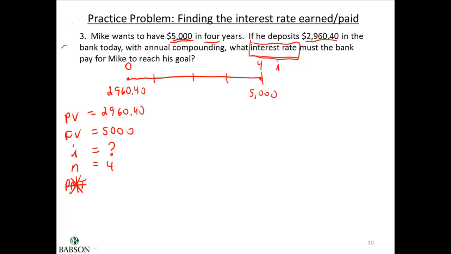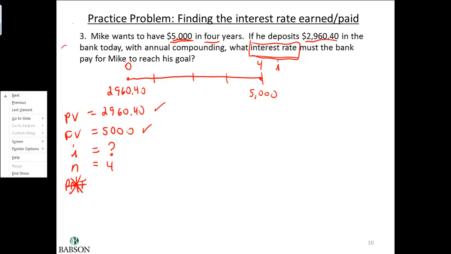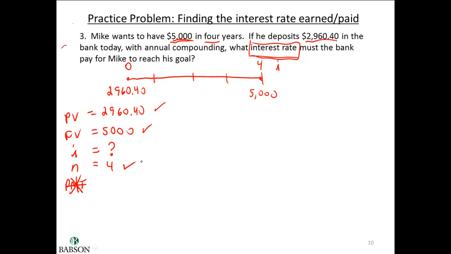So now we have what to plug in. So I'm going to plug in 2960.4 and hit PV, 5,000 and hit FV, 4 and hit N, and then I'm going to push compute I. Now, if you did what I just suggested, your calculator is going to give you an error, something like this.